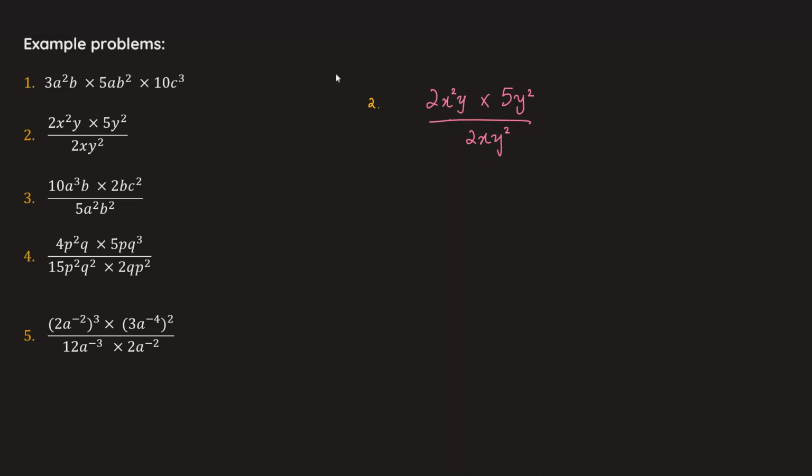So let's simplify the numerator first. The numerator is going to be: multiply the coefficients, 2 times 5, that is 10. And then there is an x squared. There is no other term to pair with, so that's just going to be x squared.